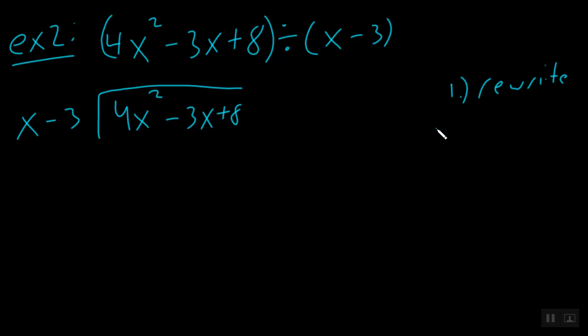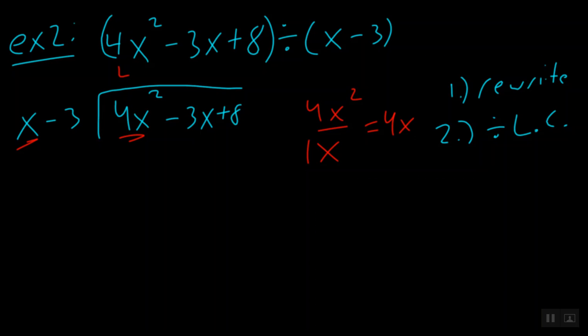And remember, step number 2 is we are going to divide our leading coefficients. I'll just abbreviate these, and let's do this in red. So here I have 4x squared divided by x. 4 divided by 1 will still be 4, but x squared divided by x is x. And so I write 4x right up top.